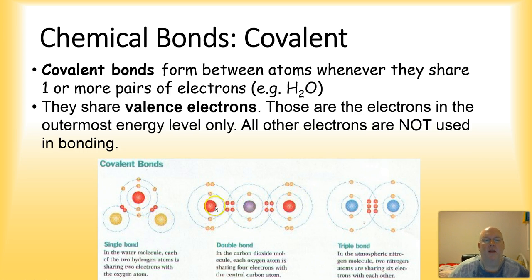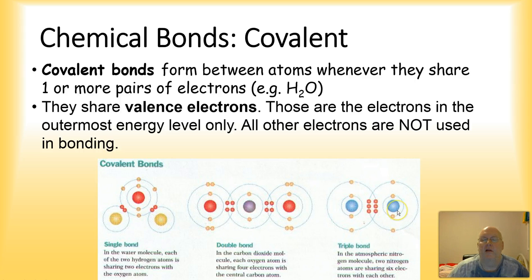Here's a carbon dioxide molecule, CO2. Same thing, only this time it's going to share 2 pairs of electrons. So here's the carbon. Here are the 2 oxygens on the end. Each oxygen and the carbon share 2 pairs of electrons, so 4 electrons total. And same thing over here. This is called a double covalent bond because there are 2 pairs being shared.